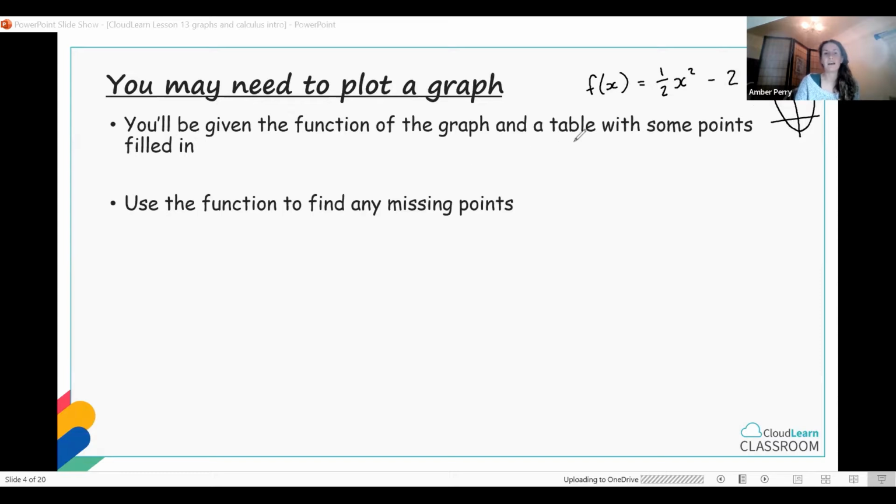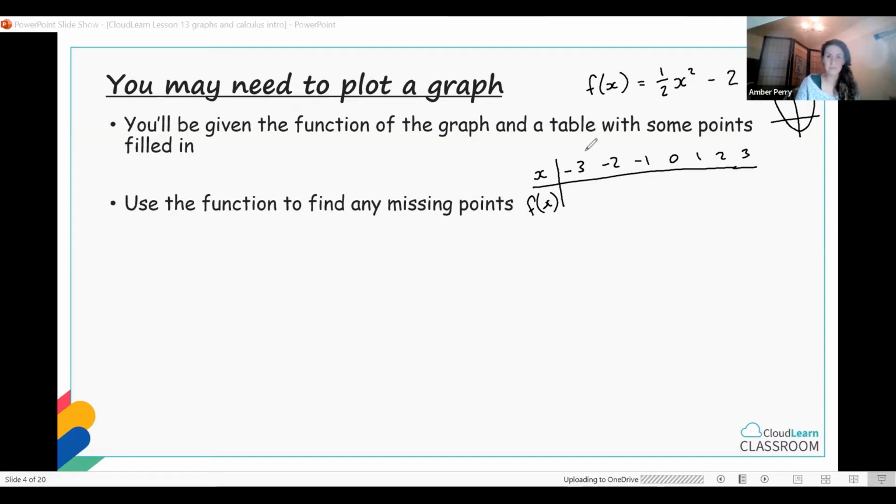Okay, and then it will give you a table. So it might give you a table, and it will pretty much always have all of the x values filled in. That will be -3, -2, -1, 0, 1, 2, 3. And again, this could be in foundation or higher. Okay, and then you will fill in, not all of them, but a couple of these. There might be some answers there, and then some that you would need to fill in.